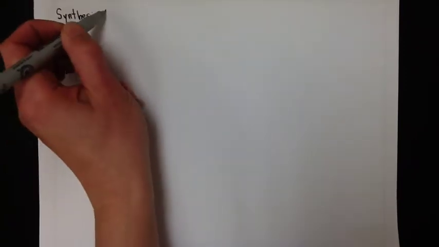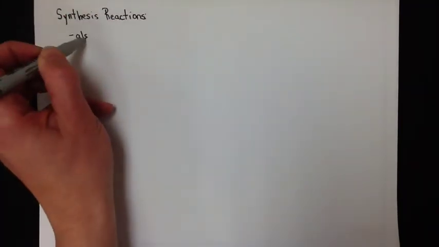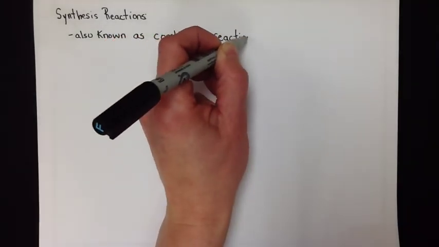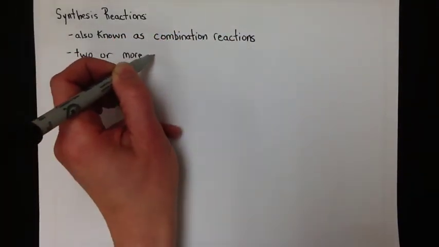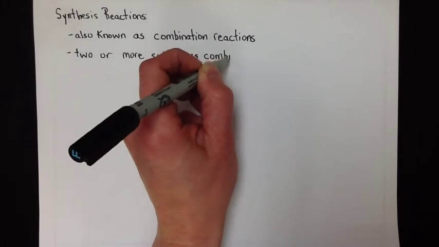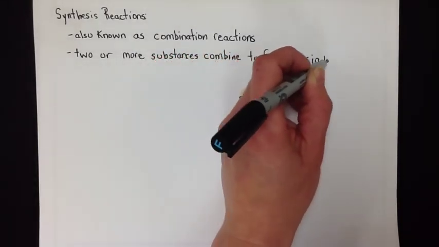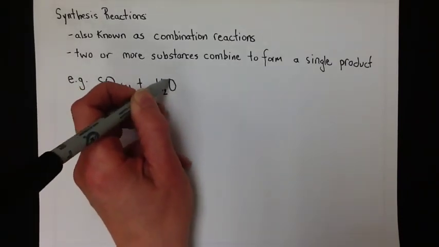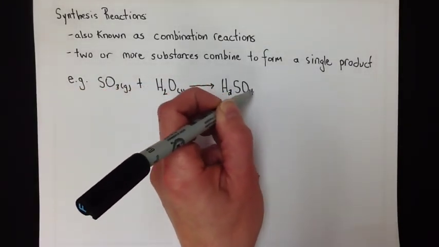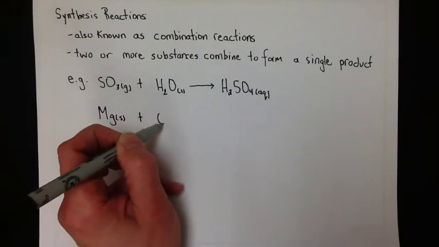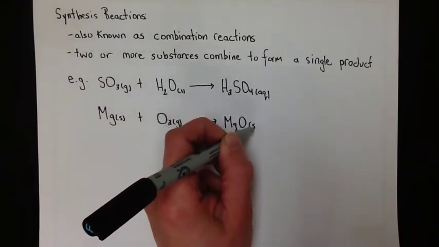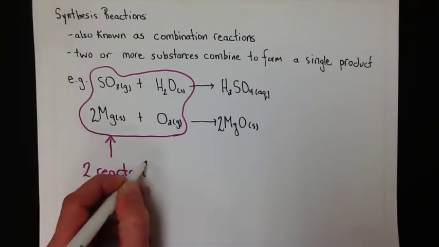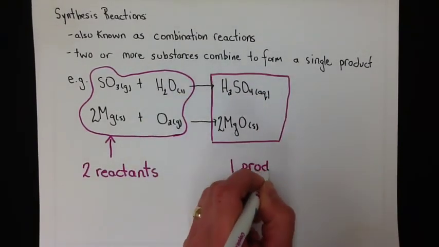Synthesis reactions are also known as combination reactions because 2 or more reactants combine to form one single product. Sometimes one of the reactants is oxygen gas, reacting with a metal to produce a metal oxide, as in the second example. We will consider this to be a synthesis reaction and not a combustion reaction. Again, 2 reactants combine to form one product.